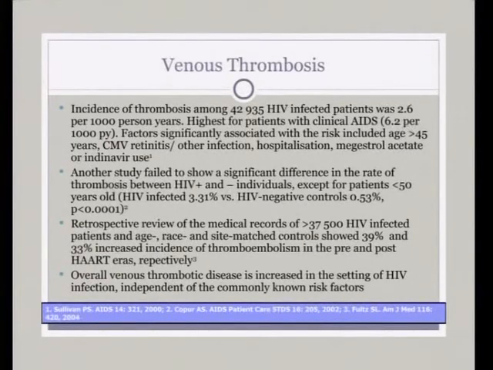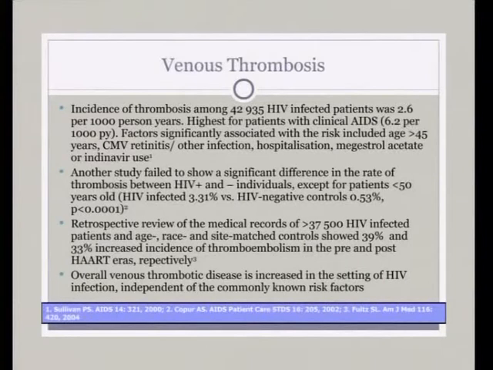Another study failed to show a significant difference between the rate of thrombosis between HIV positive and negative. And this was a prospective study, except for patients that were less than 50 years old. And they said that the HIV-infected rate was 3.31 versus HIV negative controls of 0.53. It didn't hold any statistical significance in terms of difference.